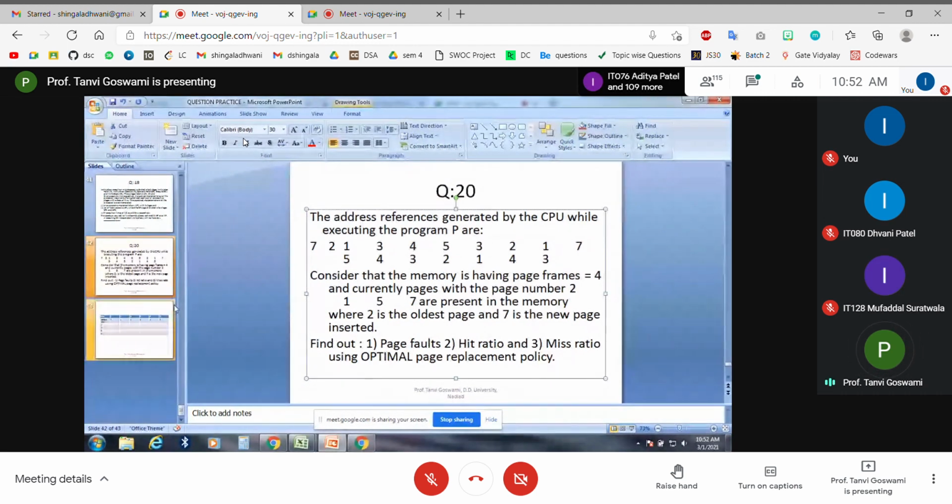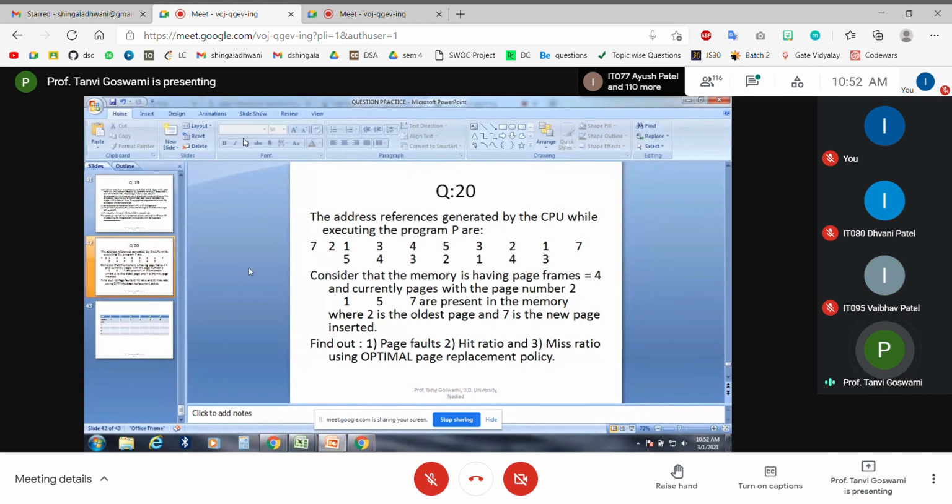Okay, so this question you have already done, but with FIFO. Now do the same using optimal so that the difference will be more clear. All right. Solve this using the optimal page replacement algorithm.